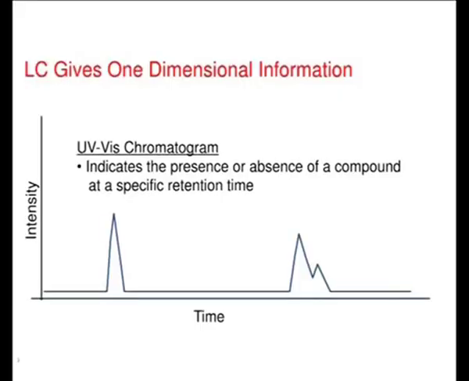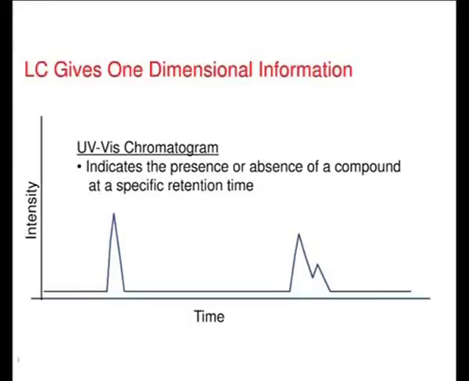LC gives one dimensional information. To feed the sample to the mass spectrometer, either we can use an LC as a front end, or we can directly insert the sample into the system. Based on the property of the compound, we can select any type of detector. You can only get information about the time and the intensity. That means if you want to identify a compound under the same condition, you have to run a standard and match the retention time. Retention time is the time from the injection of the sample to the peak maxima.